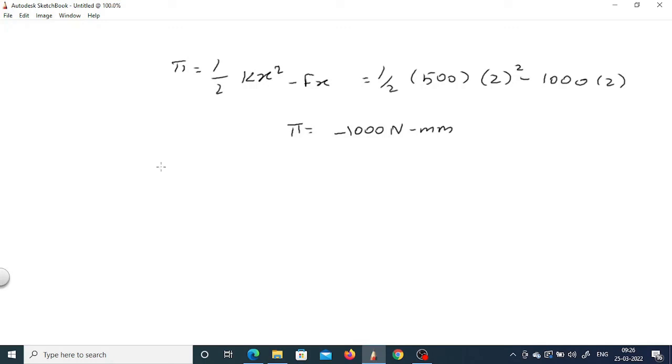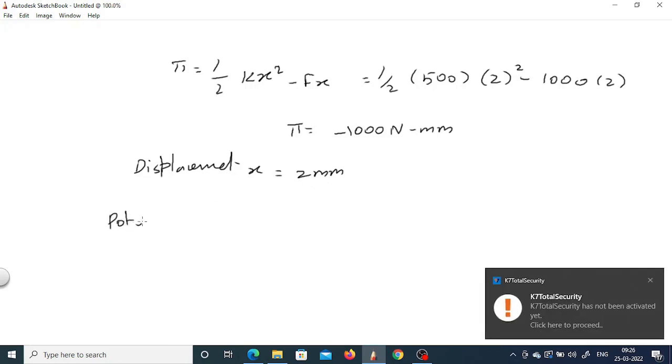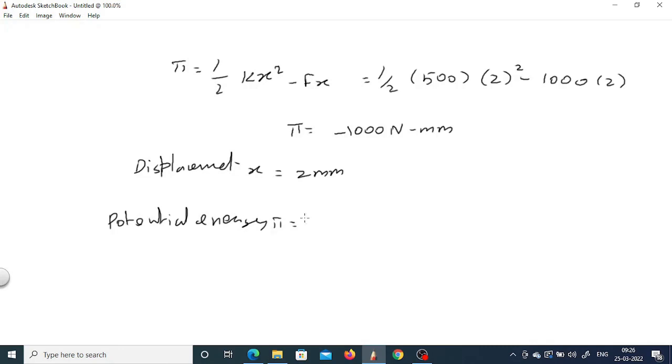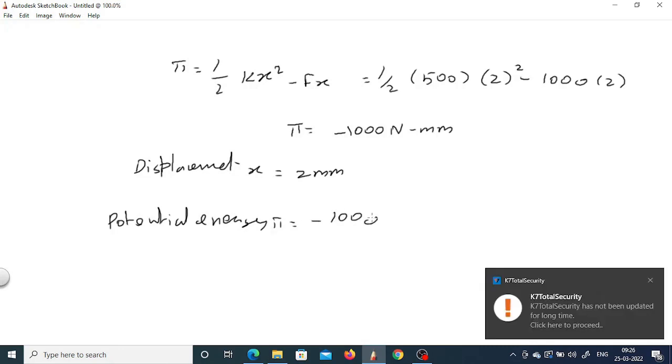So the questions are the displacement and the total potential energy. The displacement from the problem is x equal to 2 mm. After that, the potential energy of the spring according to the given problem is phi equal to minus 1000 Newton millimeter, which is the answer for the given problem.